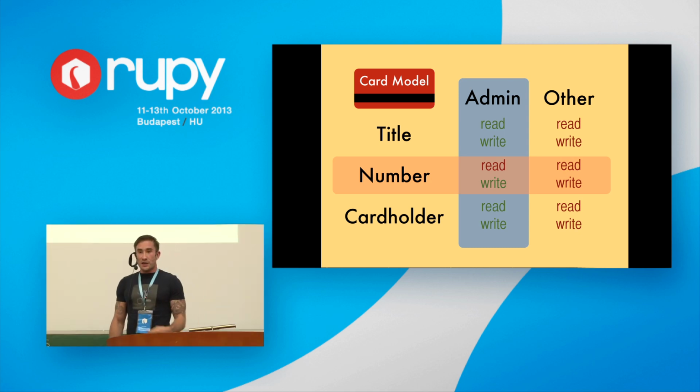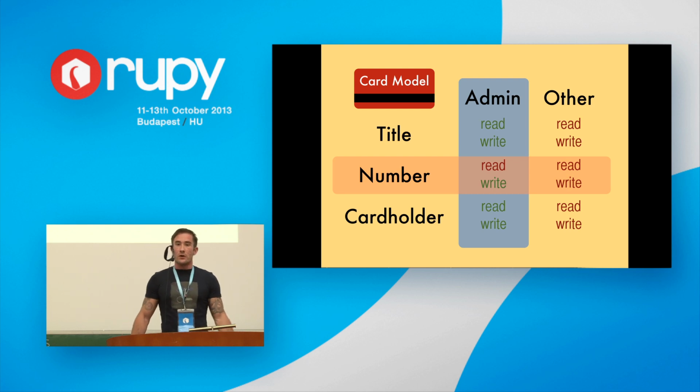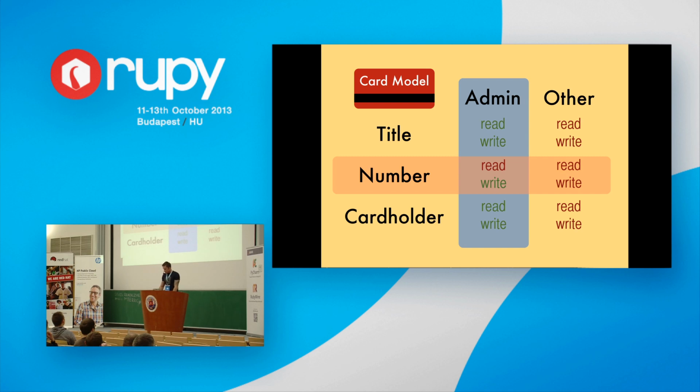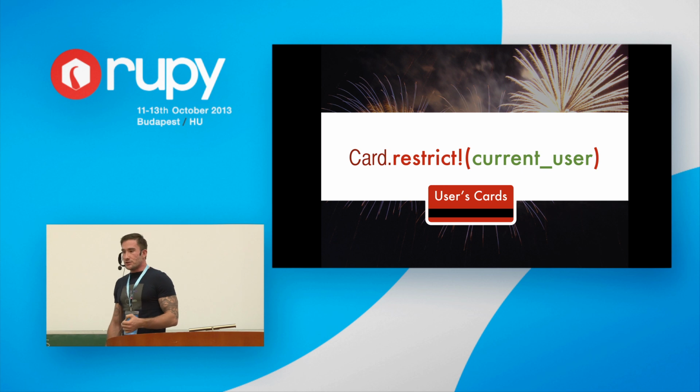We need to decide if we can read the number field. We need to find out what the role of the current user is, and we get the security context. And in the cross-section of admin and number, we find out that the actual field cannot be read. That's how you do that with Protector. That's a piece of code. Protector adds the dimension of security context into your models.